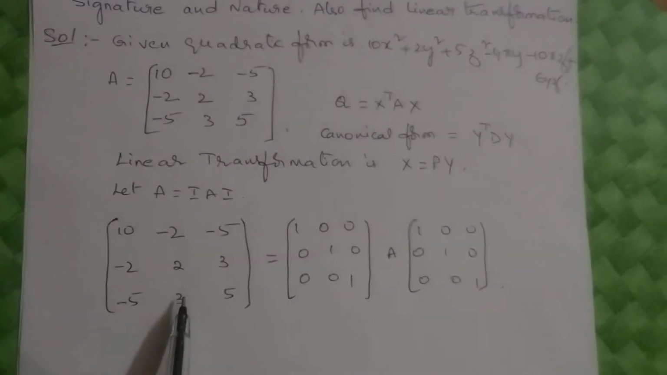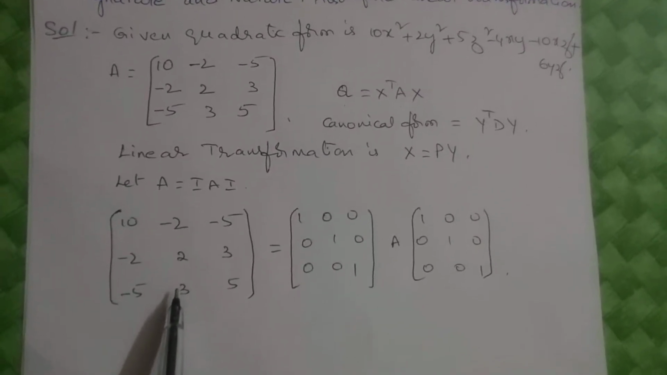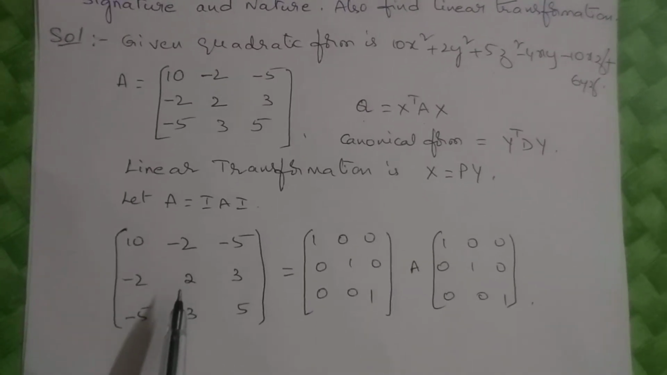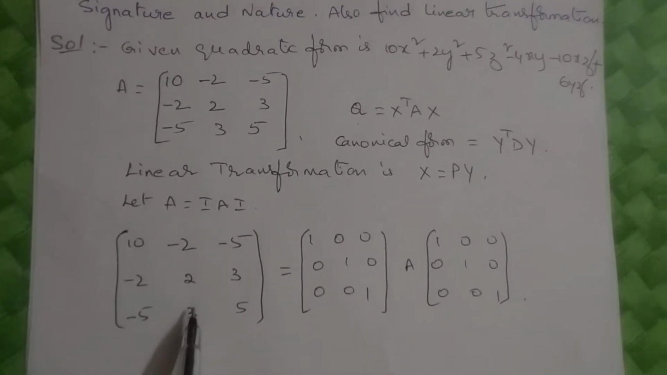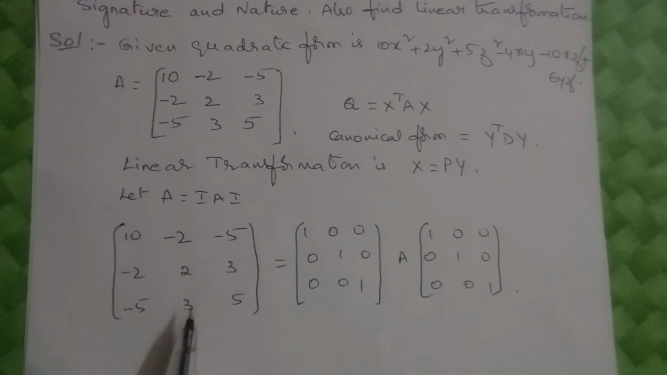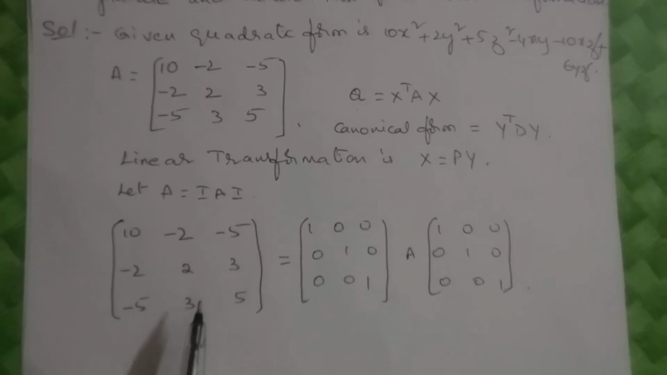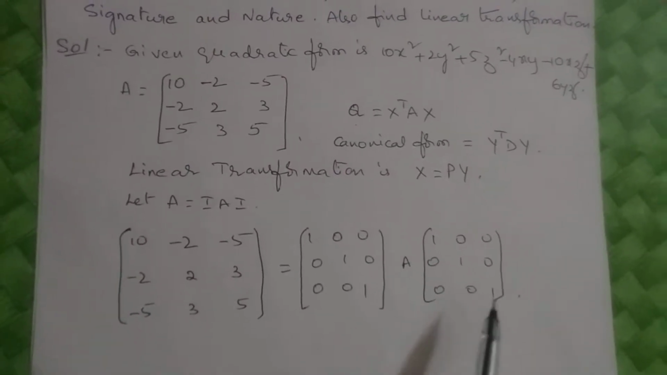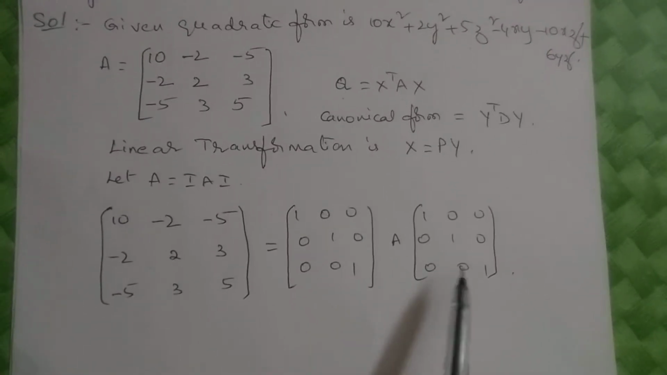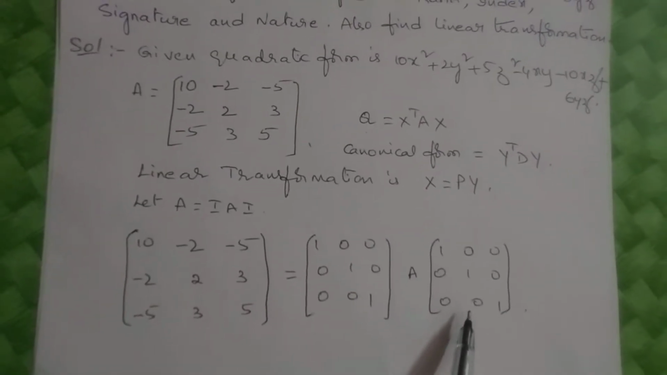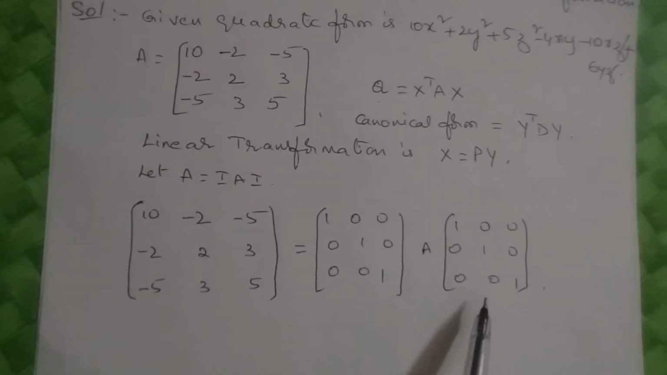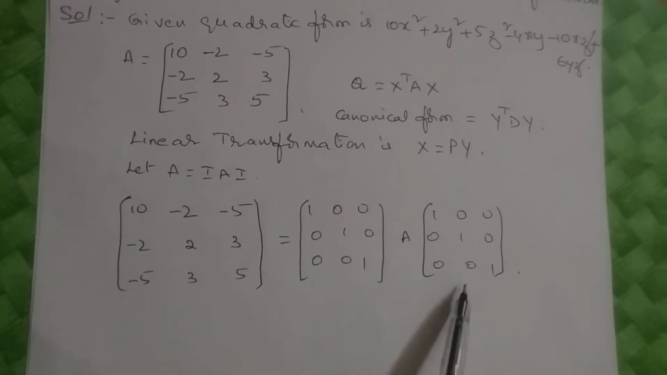We can apply both row and column operations, but the condition is: whatever row operations we apply here, we have to apply the same operations on the first I. Whatever column operations we apply here, we have to apply the same operations on the second I, pre-I and post-I. I hope you understood. And one thing we should be very careful about is that at last both these identity matrices should be transposes of each other.